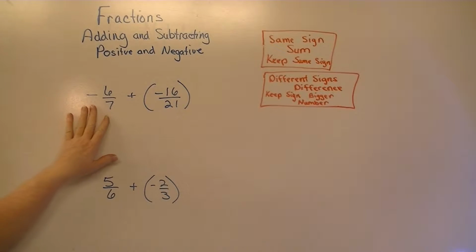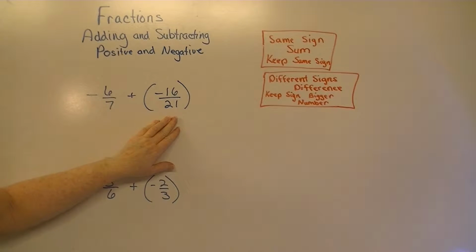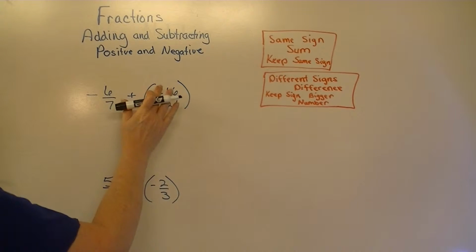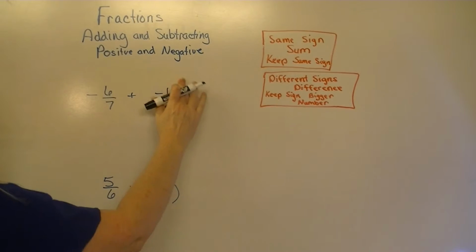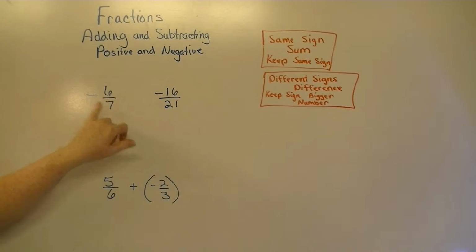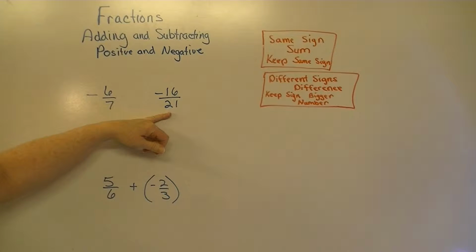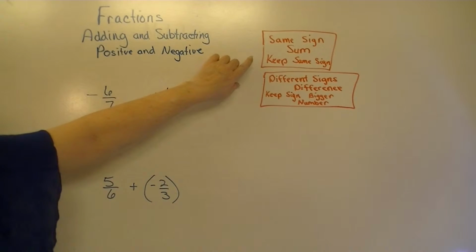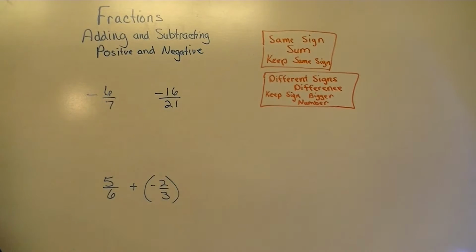First of all, this first fraction, -6/7, is negative, and the second fraction is -2/3. I like to think about it without the parentheses and without the plus sign. So this fraction is negative, and this fraction is really negative. They're both the same sign. That puts me in the rule that says if they're the same sign, you take the sum, which is add, and you keep the same sign. So we're going to add these two fractions, and the answer is going to be negative because we keep the same sign.